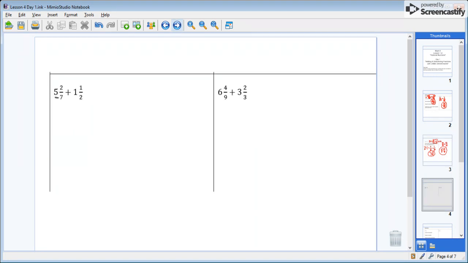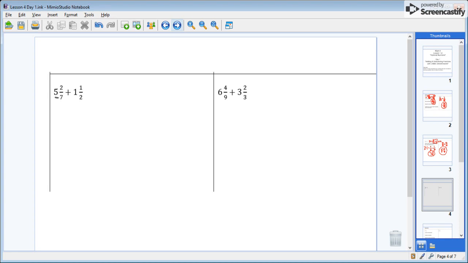Go ahead and pause here. Try working out both of these. And then we'll come back, and as soon as you finish, after you've paused it and you've finished working out the problems, hit play again and go through them to see if you completed the problems correctly.